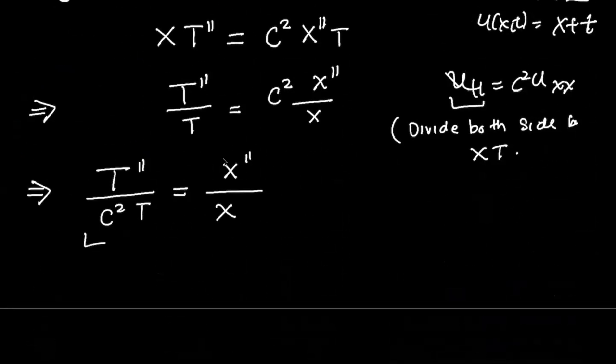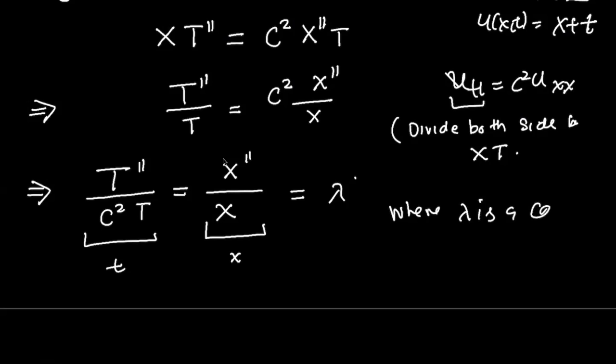Now, since this is a function of t and this is a function of x, we can choose x and t independently. There is no dependence on t here, so this is a constant. And this is a constant because it is equal to that, which doesn't have any dependence on t. So both are constant. I can let this be equal to some lambda, where lambda is a constant.